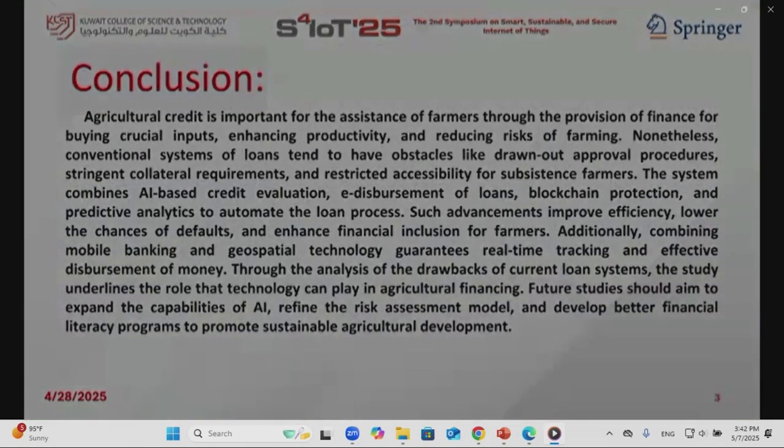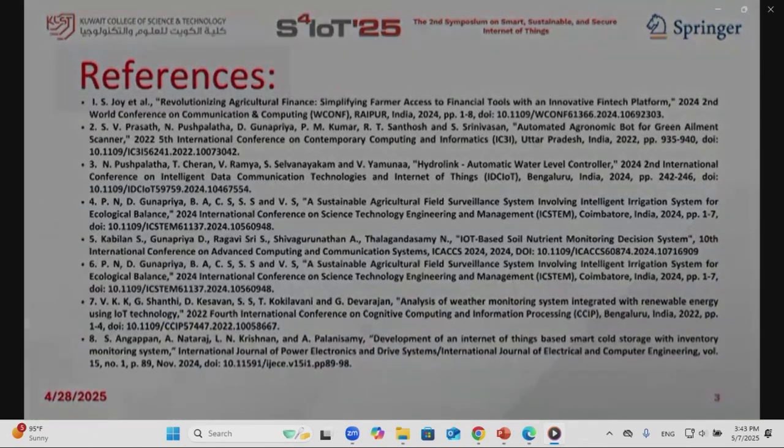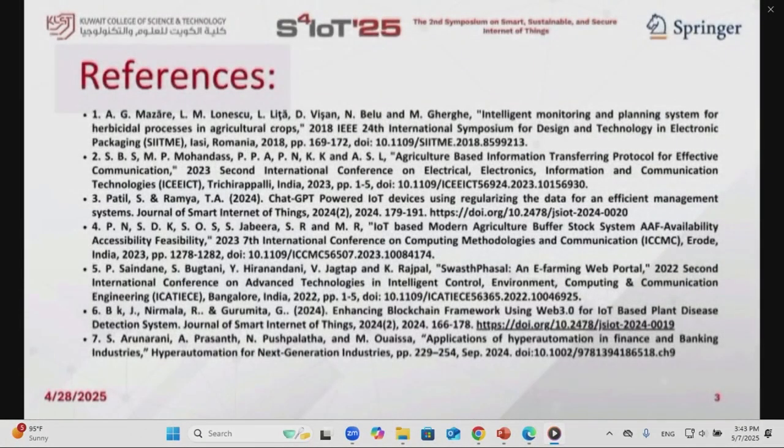These are the references we referred to, like the IEEE 24th International Symposium on Design and Technology in Electronic Packaging. Like this, we referred to many reference papers to check the productivity and sustainability of our project and the validation of our prototype too. These are the additional reference links we have referred to so far to complete our project prototype hardware model.